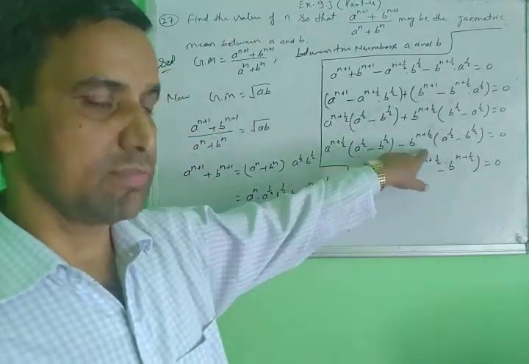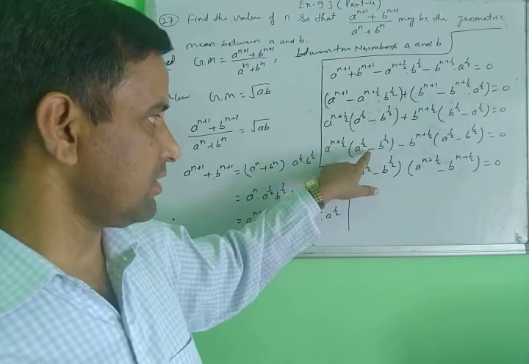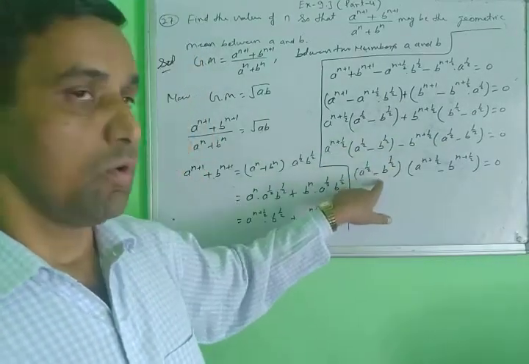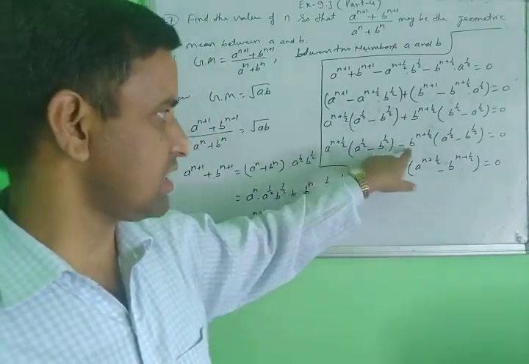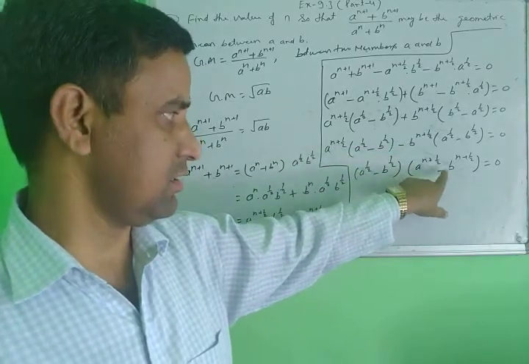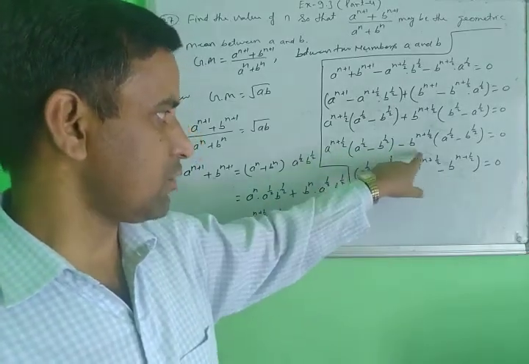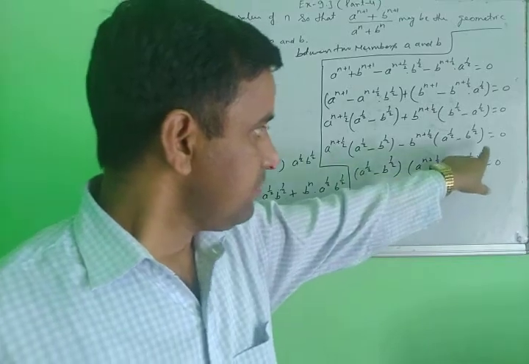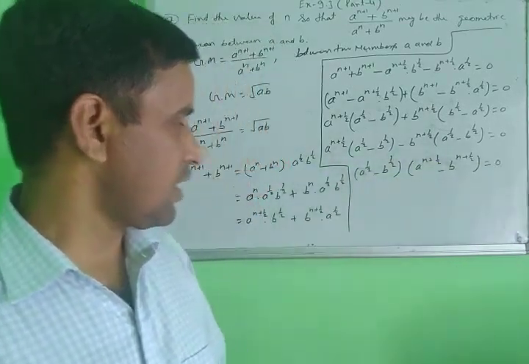Applying this rule, splitting the middle term, you take the common factor here, and this portion again taking common. What is the left part? This and this taking left part, I am writing here. This and this left part you write here. So then it equals 0.